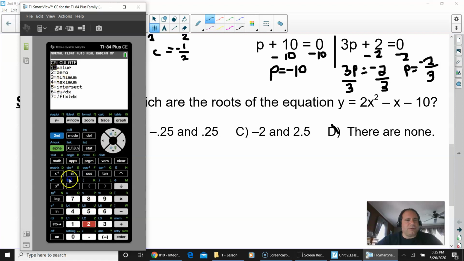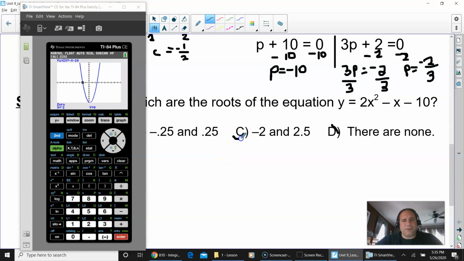So press 2 right now. It says left bound, and that means I'm going to bring that cursor all the way up before it crosses the x-axis for the first time, and that's left bound. Right bound, I'm going to bring the cursor all the way after it crosses that x-axis, and then press enter. And then I am going to guess, and I'll just put it right there, and I have negative 2 as one of my roots. So I know that C is my answer.